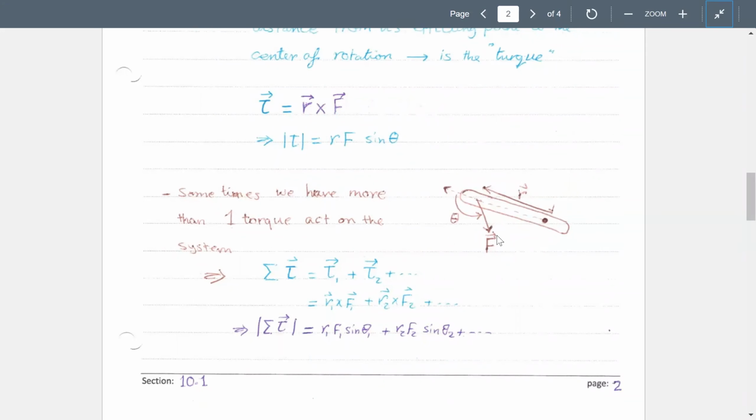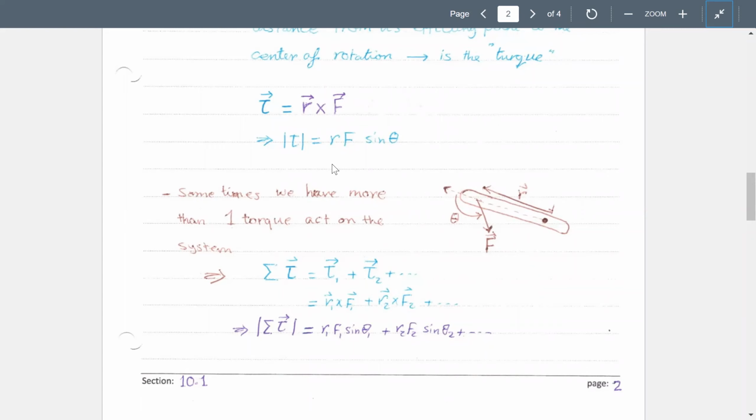So we need the effect of the perpendicular F to the radius. This F has two components. One of them is in the direction of the axis R. The other component is perpendicular to that direction. We need the perpendicular effect. We don't need the parallel part. The parallel part we use in the linear motion when we computed the work.